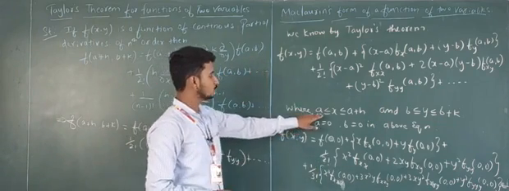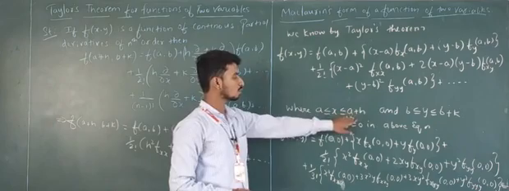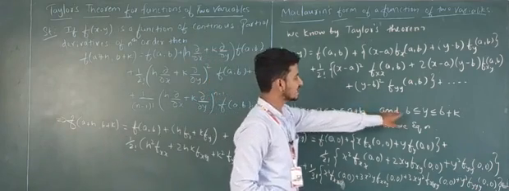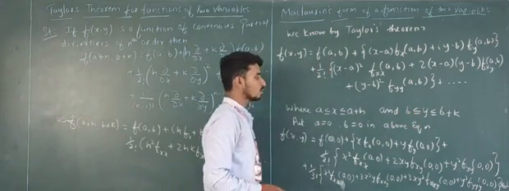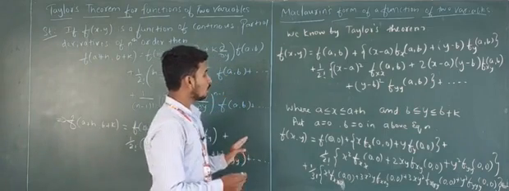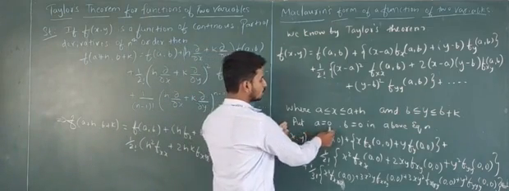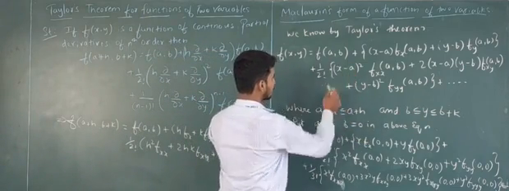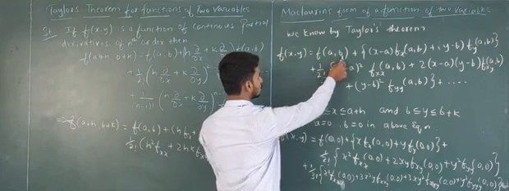The condition is a is less than or equal to x, and x is less than or equal to a plus h, and b is less than or equal to y, and y is less than or equal to b plus k. So what we have to do here is put a equal to 0 and b equal to 0 in this equation.